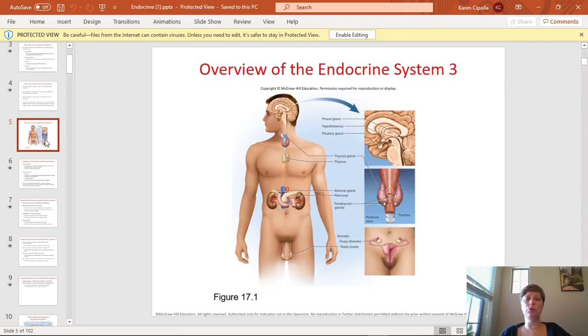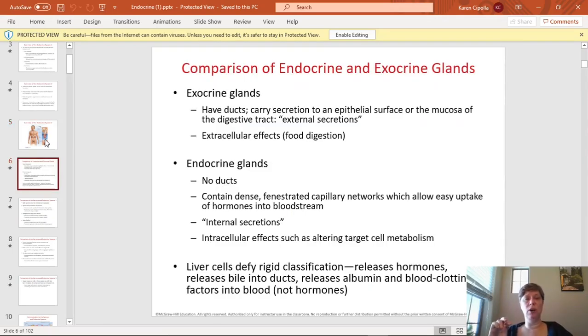All right, so these hormones are secreted, and the endocrine system consists of two different types of tissue. You've got your endocrine glands and your exocrine glands. There's two different types that are releasing these hormones. Let's compare them. That's what this slide does. You've got your exocrine glands, they have ducts. So exocrine, think of exiting a door. A doorway is that tunnel that it goes through. They have ducts that carry the secretion to an epithelial surface of its target organ. They also have extracellular effects, specifically in food digestion.